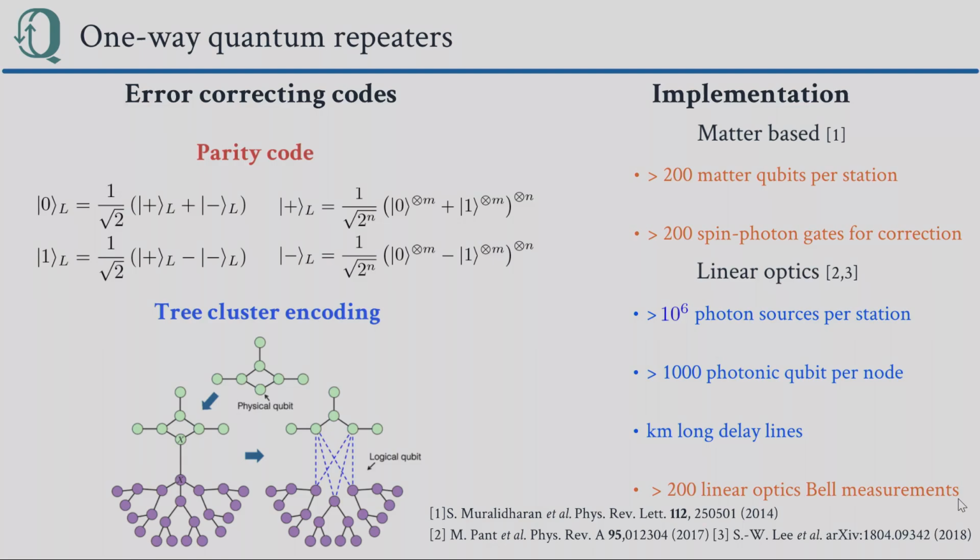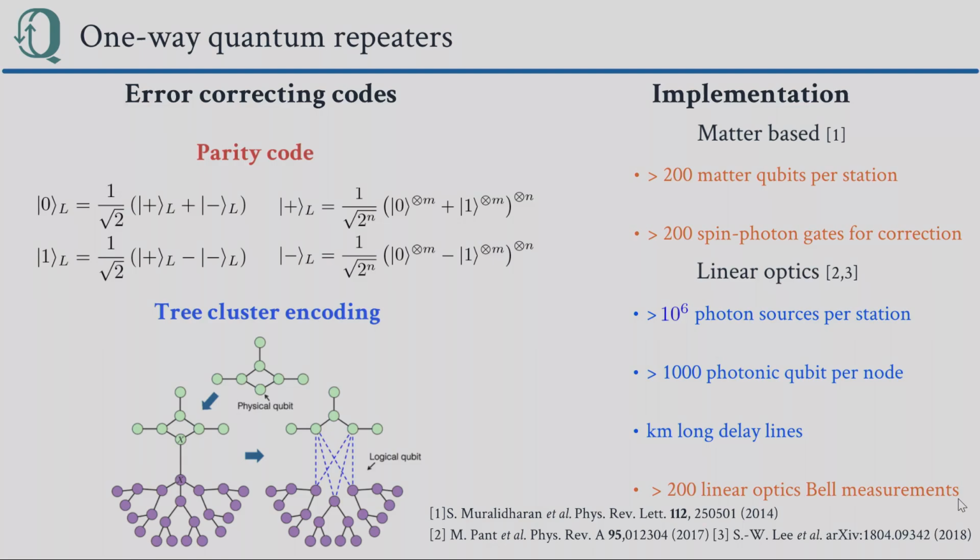And people have looked at that with matter-based implementation, where you have quantum emitters and spin systems in repeater stations. And for such a code, the estimate is that you need around 200 matter qubits per repeater station to get this going. And then for error correction, you also need to do on the same order of spin-photon gates to correct these things.